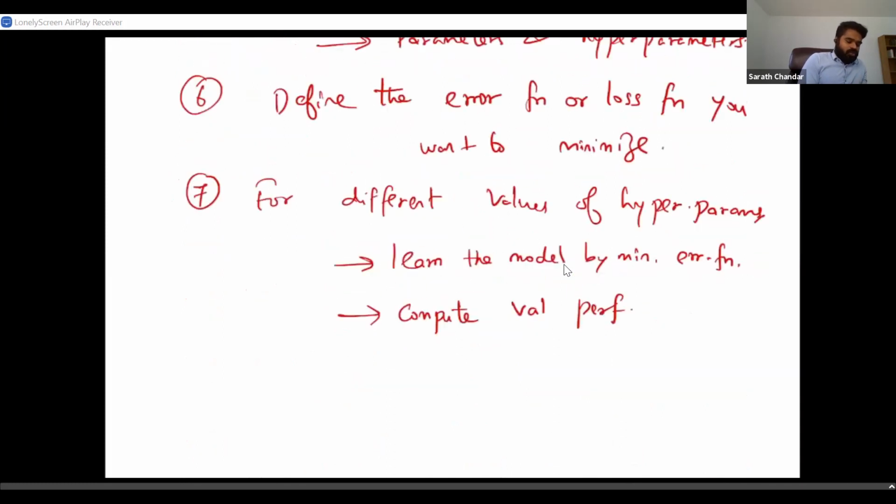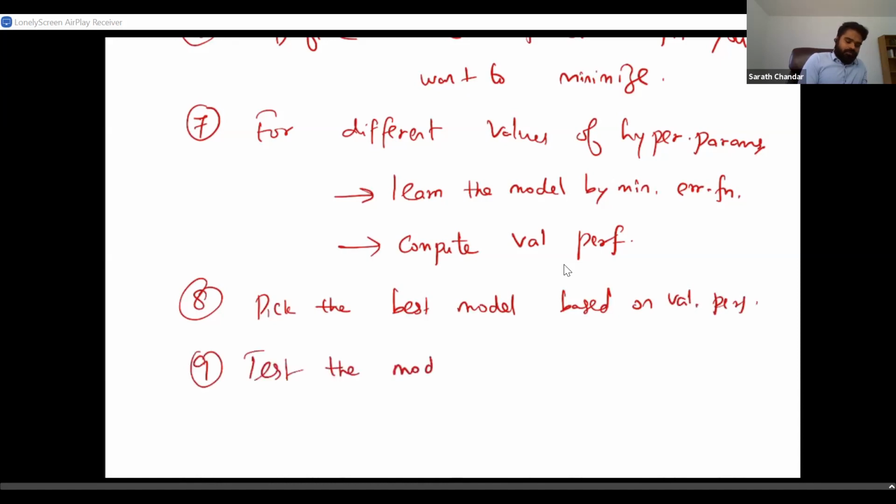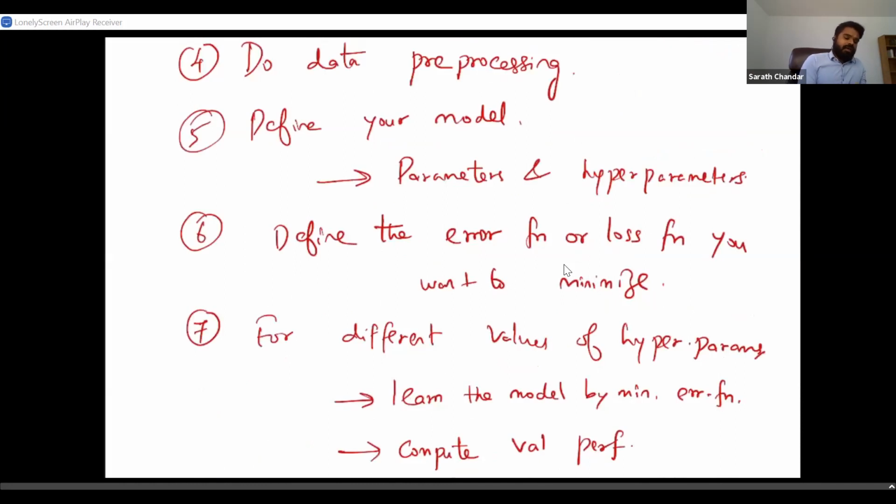Now you will use this information to pick the best model based on validation performance. Finally, you will test the model with the test set. If you are happy with the model, you will be deploying it in your solutions. If you are not happy with the model, then you will ideally go back to defining a new model and then going through the whole process again. So this is the complete pipeline of a machine learning application.